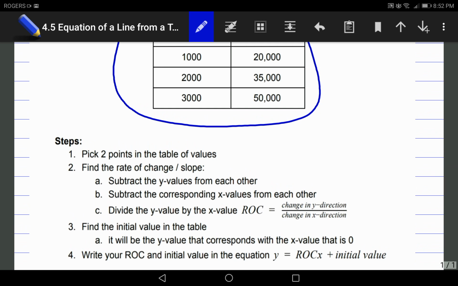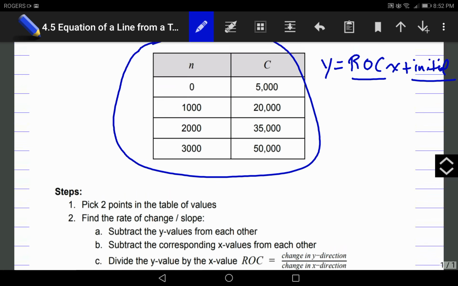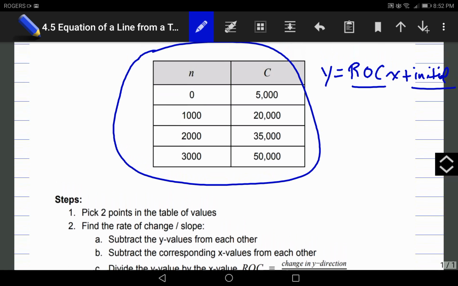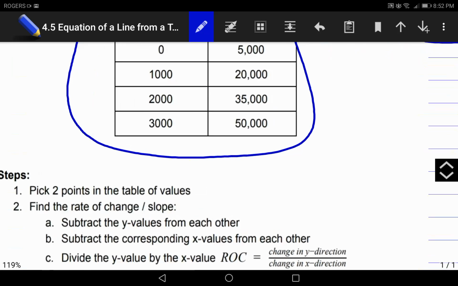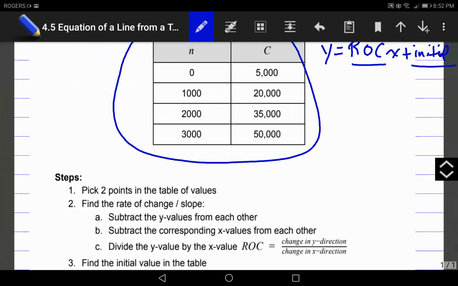But if you can start to think about things, how could you find the initial value? Well, remember that the initial value is always the y value that has a corresponding x value of 0. So you can probably already see that on our table. And then the rate of change, I'm going to describe down here. Let's start by finding the rate of change.